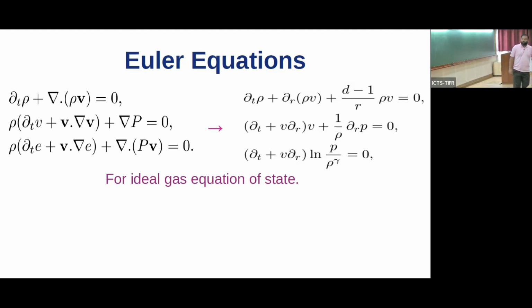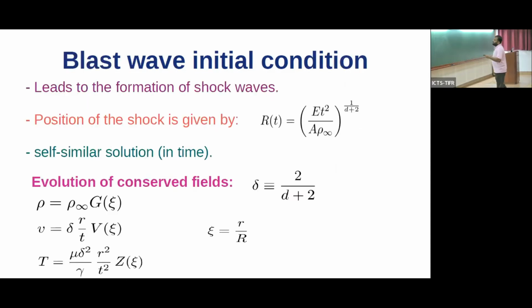How do we get ODEs? Under certain cases, which depend on the initial conditions. These initial conditions are called the blast wave initial condition. You give a little blast to the center of the system, you evolve the system, and then you see that under such circumstances, these PDEs can be converted to ODEs. What happens is that when you give energy somewhere in the middle of the system, it leads to the formation of shock waves, and the shock wave propagates in the system.